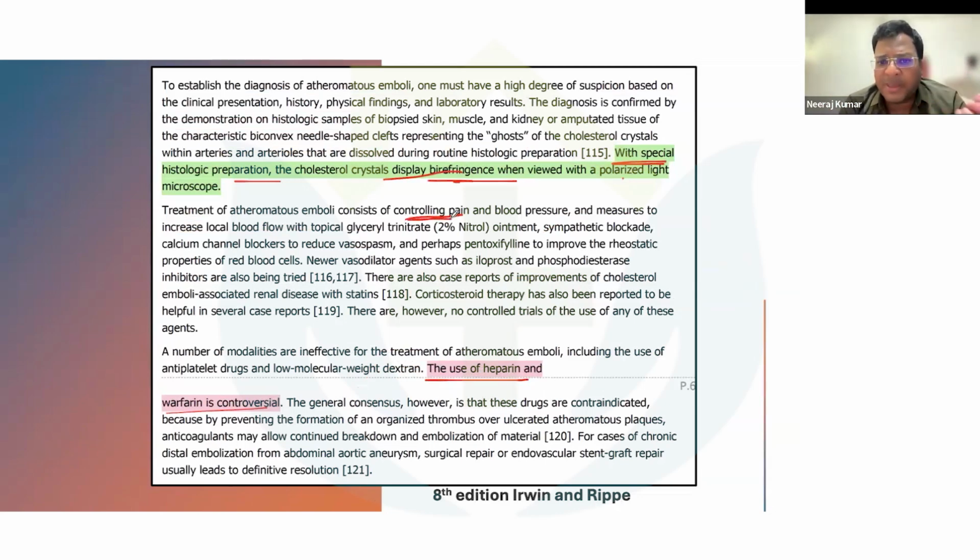using topical glyceryl trinitrate, because it will increase the local blood flow. You can do a sympathetic blockade. You can use calcium channel blockers to reduce the persistent vasospasm in these groups of patients. Pentoxifylline has been tried in a few patients for improving the rheological properties of the red blood cells. However, the newer vasodilators like phosphodiesterase 3 inhibitors, iloprost or PDE inhibitors have also been tried. So there are lots of treatments for this.